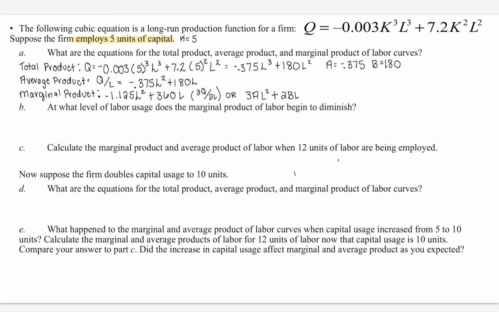At what level of labor usage does the marginal product of labor begin to diminish? So we're looking for the maximum. So that's going to be L equals negative B over 3A, which is negative 180 divided by negative 1.125, which is going to give us 160 units of labor.